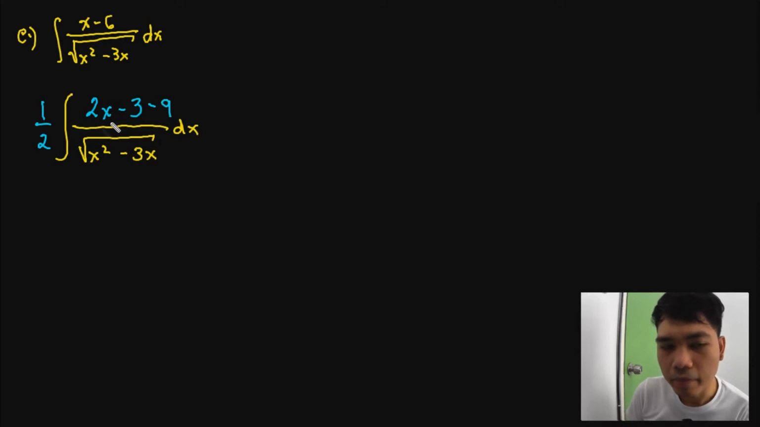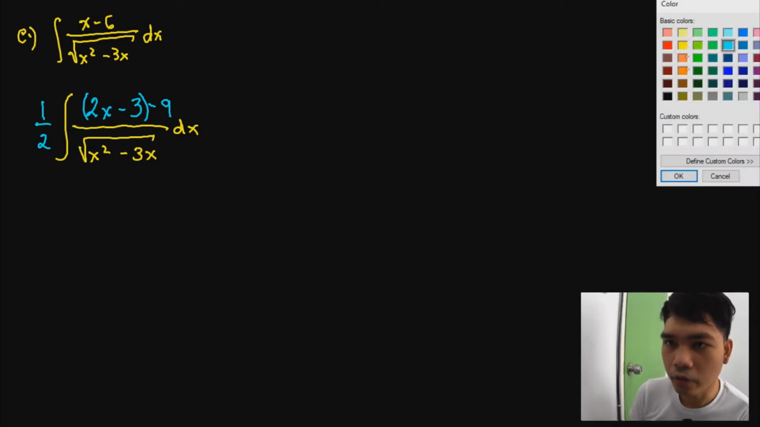Kasi, this makes sense na 2x minus 3, which is the derivative of this one, yun yung isang group. And then, pag sinubtract natin ito ng 9, magiging 2x minus 12, which, kapag win-half natin, is magiging x minus 6 na lang. Okay, so with this, wala tayong binago sa ating integrand. It's just that nire-define natin siya in terms of the exact numerator derivative.